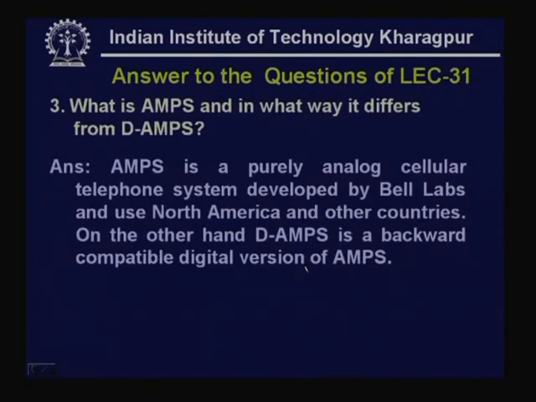Third question was what is AMPS and in what way it differs from DAMPS. AMPS is the advanced mobile phone system, a purely analog cellular telephone system developed by Bell Labs, and primarily it was used in North America and some other countries. On the other hand, DAMPS is a backward compatible digital version of AMPS. We have discussed DAMPS in the last lecture in detail.